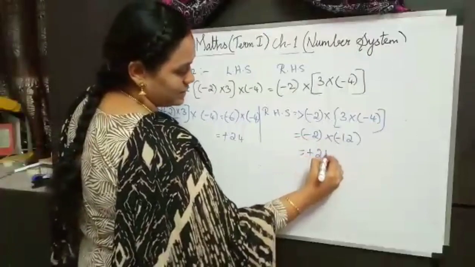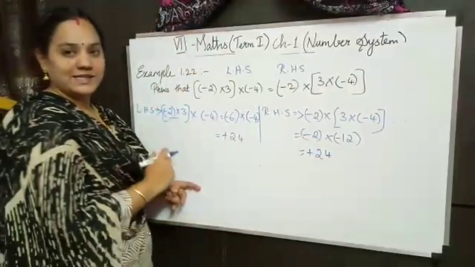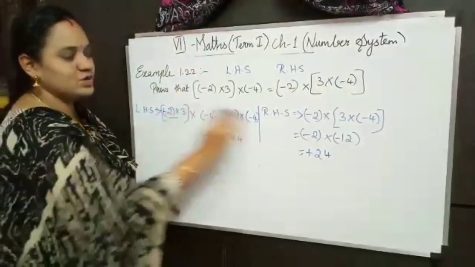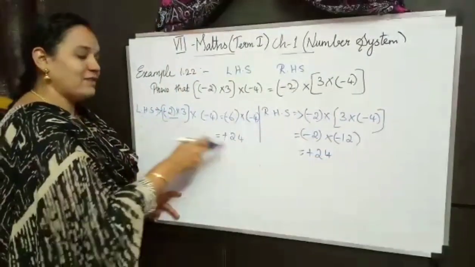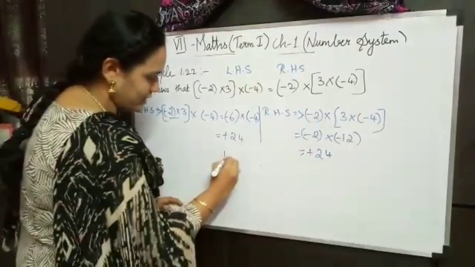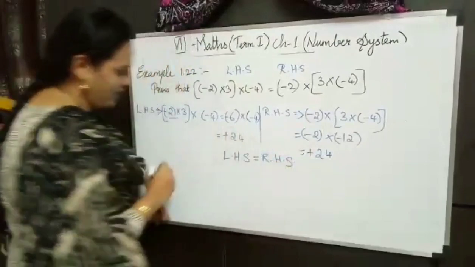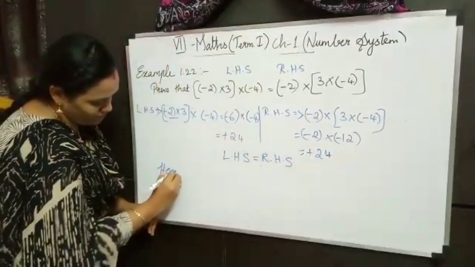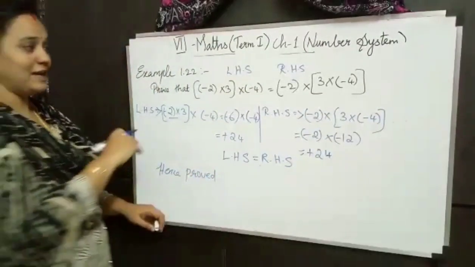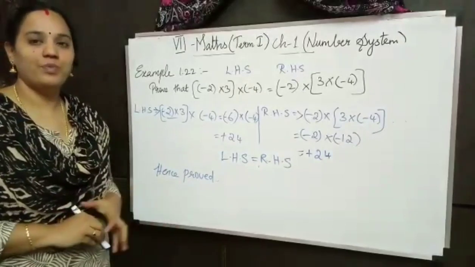2 12s are 24. So now we have to compare the left hand side with the right hand side. After comparison, we can come to the conclusion that these two are equal. Left hand side value is plus 24 and right hand side value is also 24. So we can say LHS is equal to RHS. Hence proved. We proved LHS is equal to RHS. So we have to write the answer as hence proved.